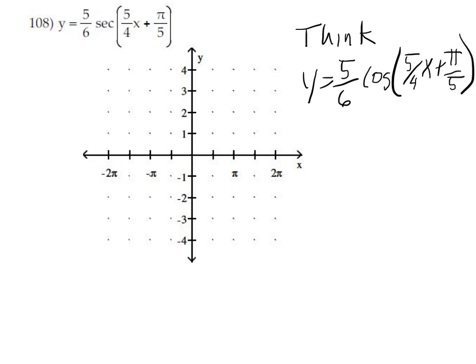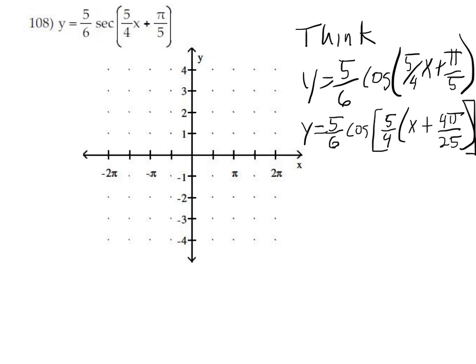Now first off, that is not in standard form because the inside of the cosine is not factored. So we need to start with getting it in standard form by factoring out the 5/4. This will leave us x plus, and when you factor out 5/4, you're multiplying by 4/5, and that would give us 4 pi 25ths. Ugly numbers on this problem, but the technique is the same. Let's take a look.